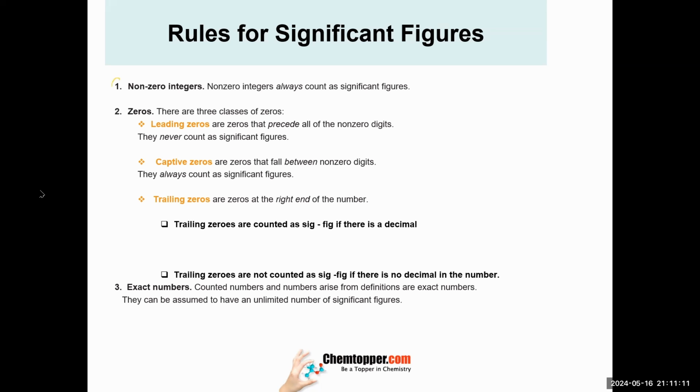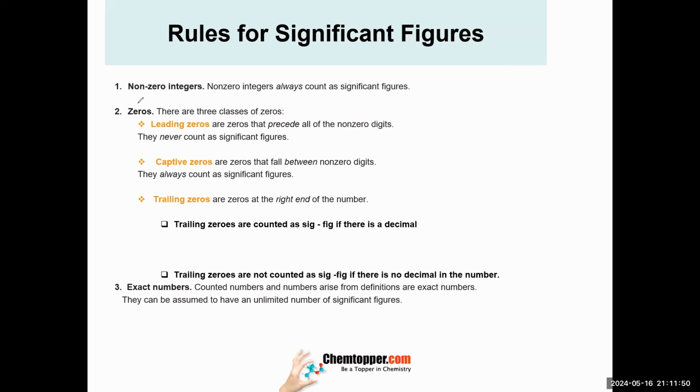So the first rule says that non-zero integers, meaning any number which is not zero, is significant. For example, if I give you 23, how many significant figures here? 2. If I give you 1891, how many significant figures here? 4. So all non-zero digits are counted as significant figures. Rule number 1.